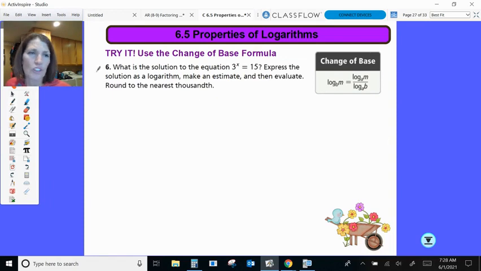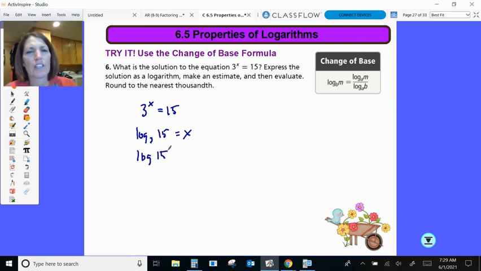All right, so let's keep using change of base. I just want to put that in the back of your head because our next unit will be looking at that a little bit deeper, okay? So how about this guy? What's the solution to this? 3 to the x equals 15. Let's take the log form. So log base 3 of 15 equals x. Okay, so log of 15 over log of 3 equals x.